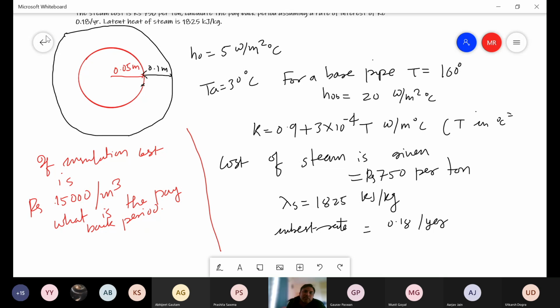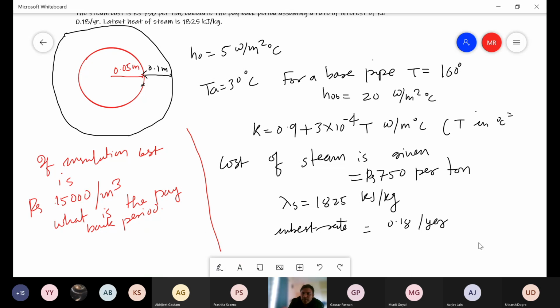Remember, if we are putting the insulation, we are incurring some cost, but at the same time the saving in the heat loss is also going to save some money, isn't it? So how much time is that saving in the heat dissipation to the outside going to take to compensate the amount which you have incurred for putting the insulation? That's what the question is. Is it clear? The problem is clear to everyone? Yes, sir.